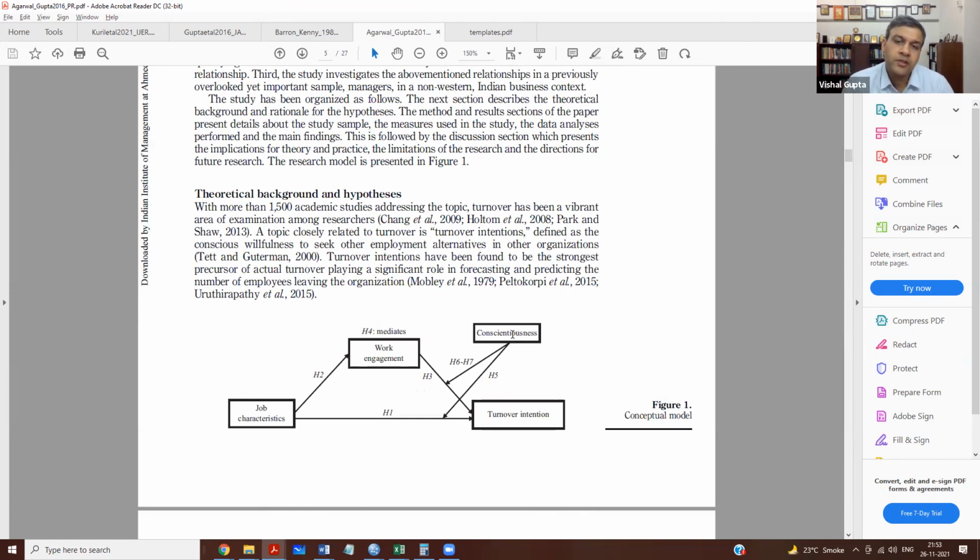So to conclude what we have learned: we have learned the idea of mediation, okay, which is the process. We have learned the idea of moderation, which is about testing boundary conditions, and then combining the two in order to get to this idea of moderated mediation, which is the conditional indirect effect or the conditional process.